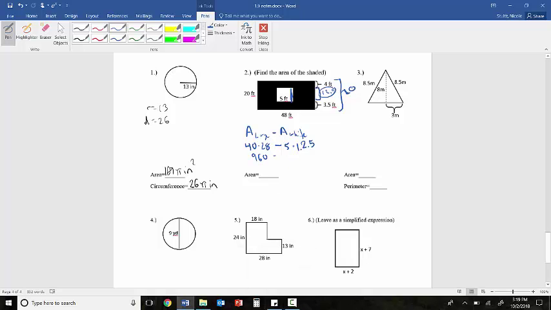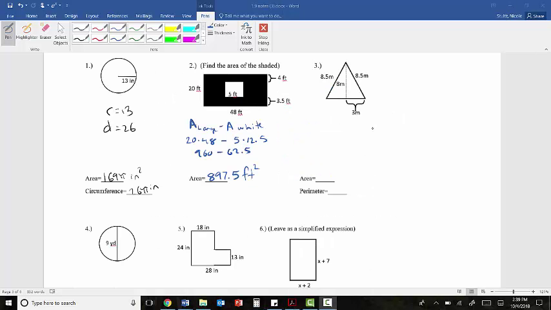5 times 12 is 60. Plus 2.5 would be 62.5. 97.50. Okay, and then we just want to make sure we have square feet in our answer. And we're done. This next problem, you actually need to add in that this is also 3.